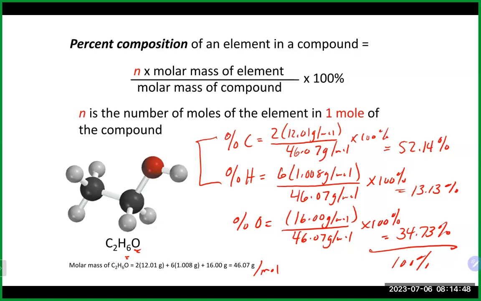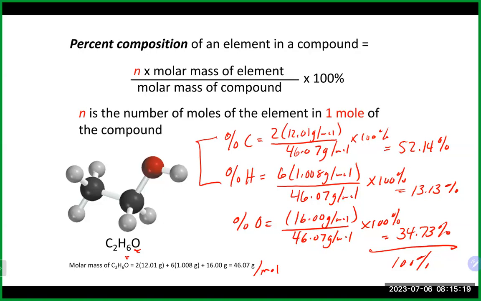Any questions on percent composition? Not too bad. Just add up the molar mass of the whole thing and then take each of the parts and divide it by the total molar mass. So percent composition is really important in terms of calculating the empirical formula. A lot of times people figure out the percent composition of elements in a compound, and it allows us to figure out the empirical formula from that.